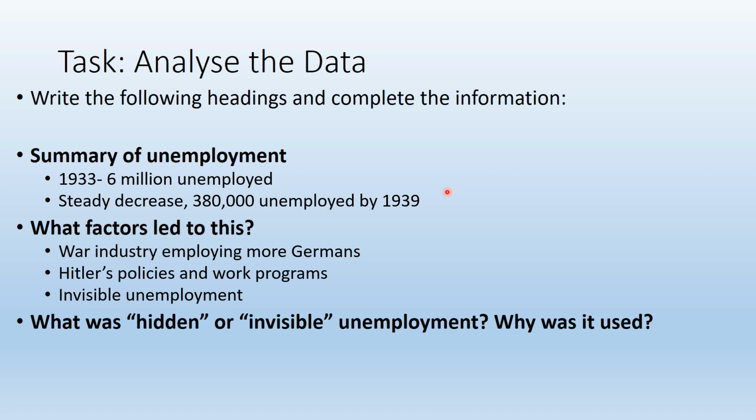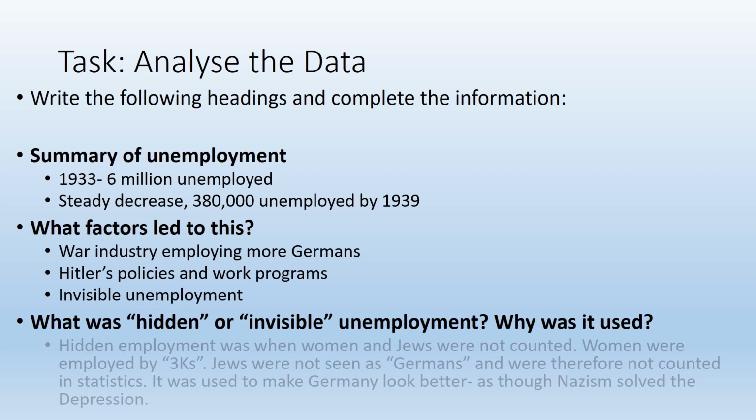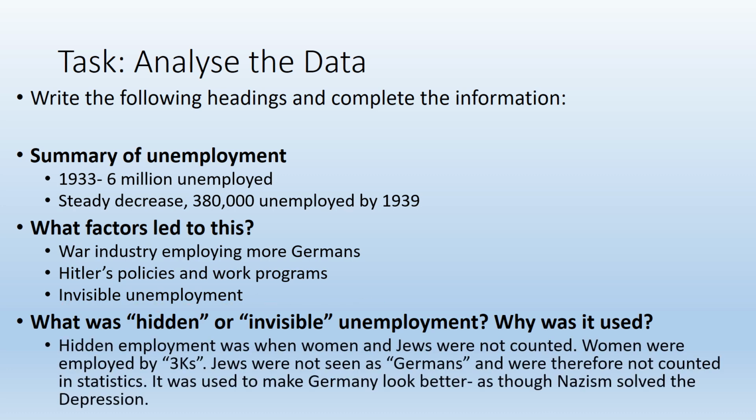Hitler's policies and work programs, the RAD and the DAF, were getting people back to work. Although it was temporary, it was still work. And this is the big one we're going to look at, invisible unemployment. So why was it invisible and why was it being used?